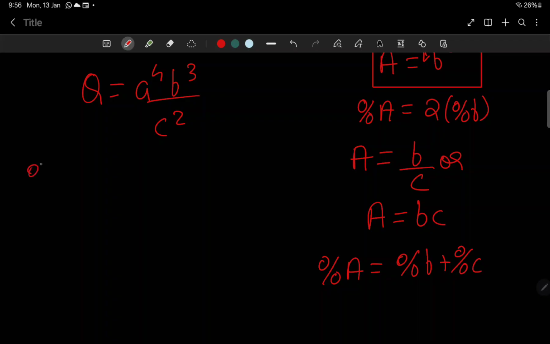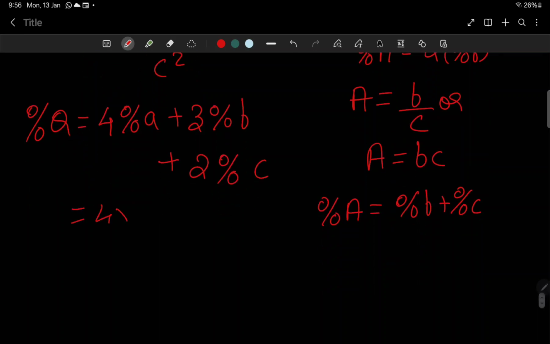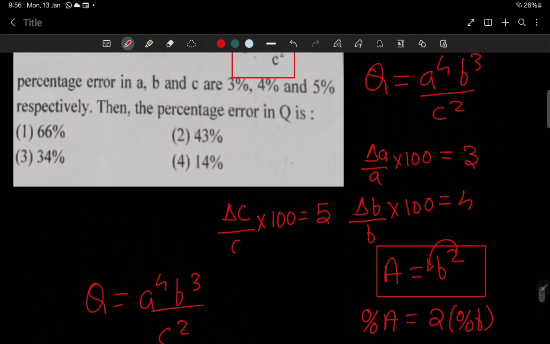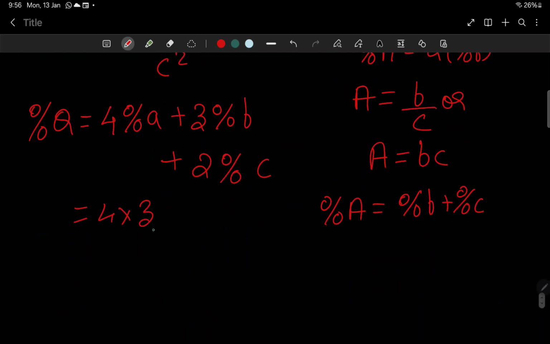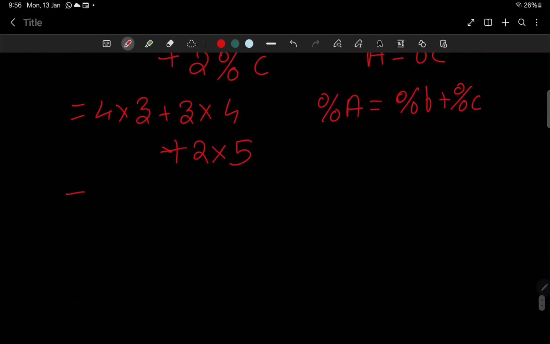So here what is happening? Therefore percentage error of Q here is equal to 4 times percentage error of A plus 3 times percentage error of B plus 2 times percentage error of C. Okay, now multiply. 4 into percentage error of A is how much? A is 3, B is 4, C is 5. So 4 into 3 plus 3 into 4 plus 2 into 5.